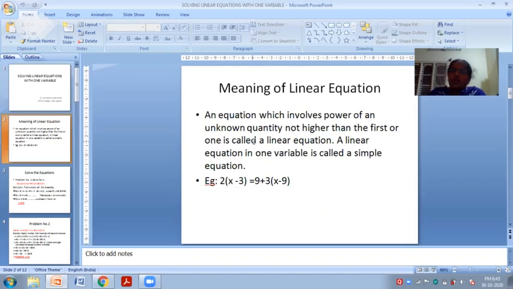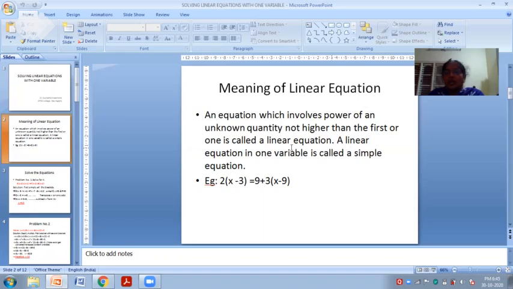A linear equation means an equation which involves the power of the unknown quantity not higher than 1. Here, the unknown quantity means the value of the variable, the value of x that we have to find out. Usually it is represented by x only. So the power of x is not more than 1, or if it is exactly 1, then the equation is considered a linear equation. Got it?